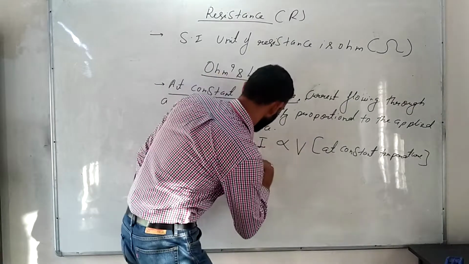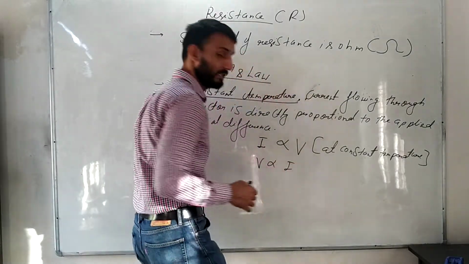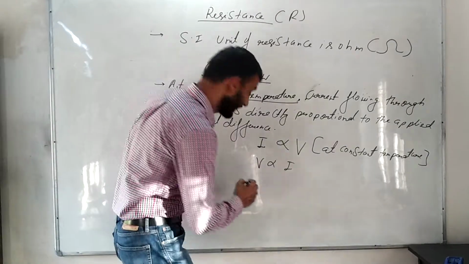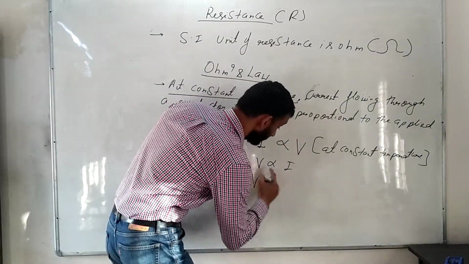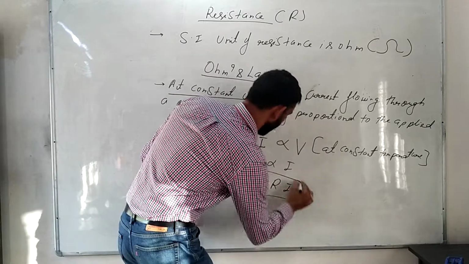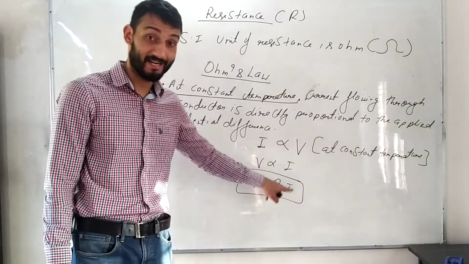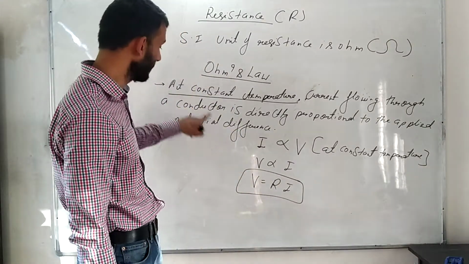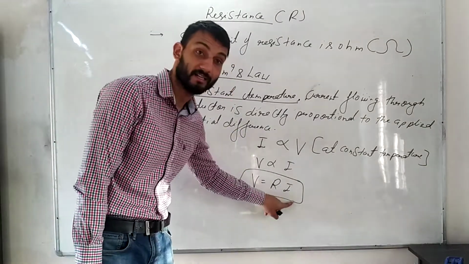I is directly proportional to V. I can write V is directly proportional to I. Whenever we remove this proportionality, you know that equality will come along with a constant, and this constant is R, which is the resistance. So V equals RI. This is the equation for Ohm's law. This is the statement for Ohm's law, and this is how they are connected.